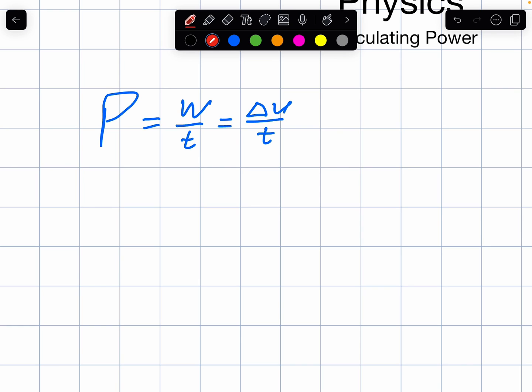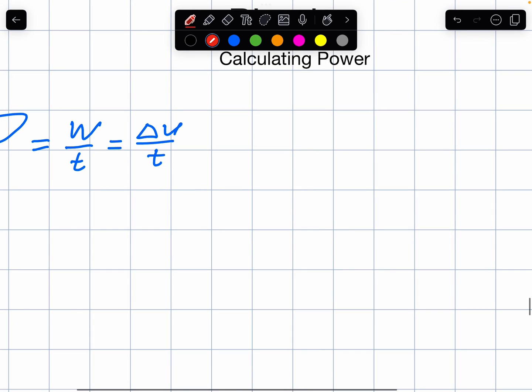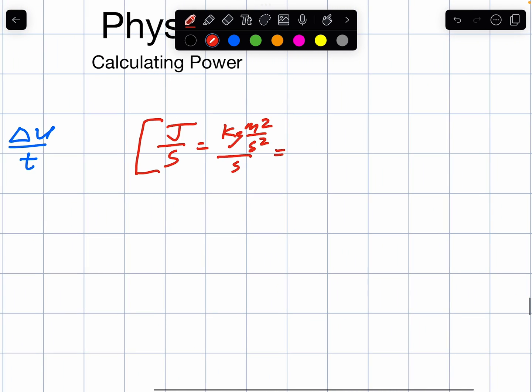Let's take a minute to think about the units here. So if power is work divided by time, and the units, work is in joules, right? And time is in seconds. Now, what is a joule? A joule is a kilogram meter squared per second squared. And this is per second. So the fundamental units of power are kilograms meters squared per seconds cubed. And this is the definition of a watt.